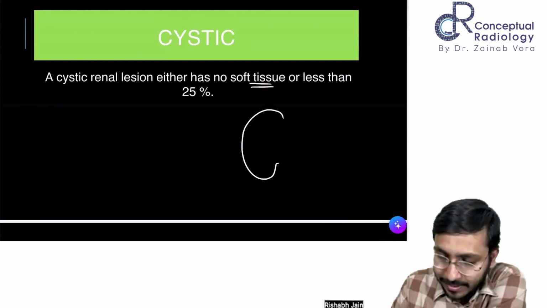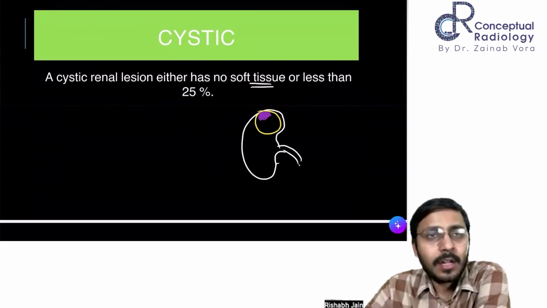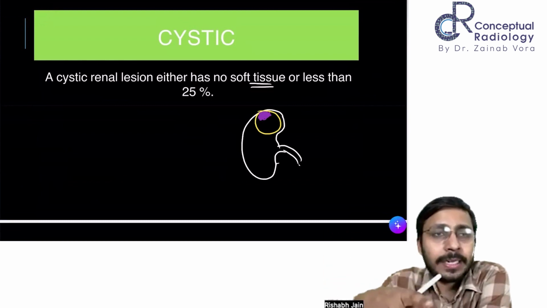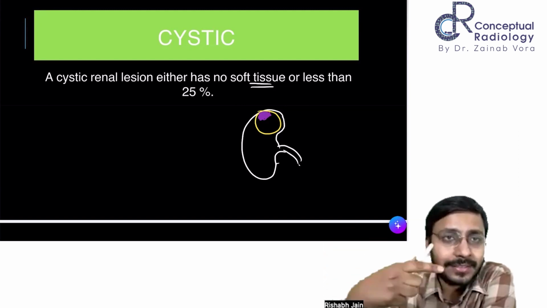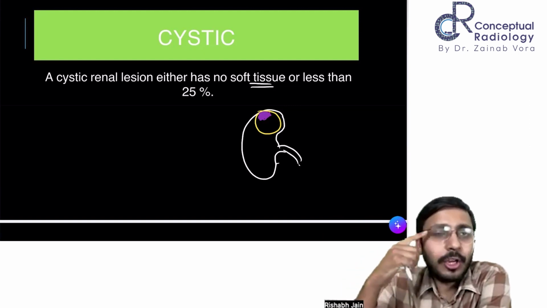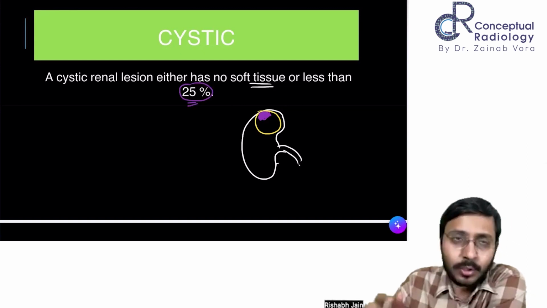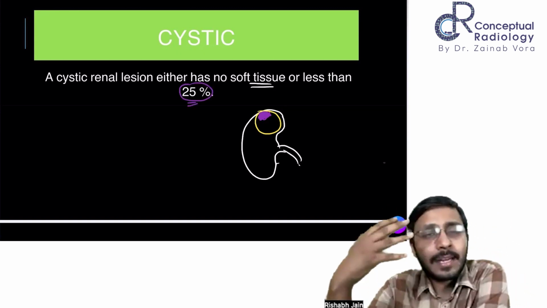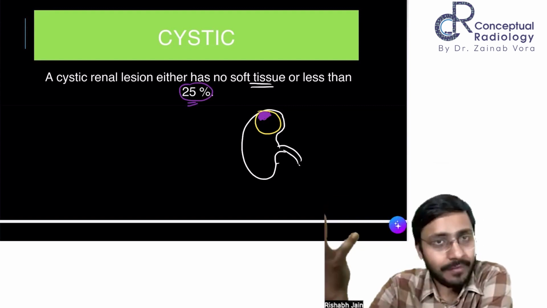For example, if this is my kidney, right? And I have a lesion in the upper pole, which has also solid component within it. Okay, so will I call it a solid renal mass with cystic degeneration or with necrosis, or will I call it a cystic renal mass with a solid component? That depends whether the volume of the solid component is less than 25 or more than 25%. So if it is less than 25%, then I'll classify it as a cystic renal mass with a solid component. Okay, very, very important point.